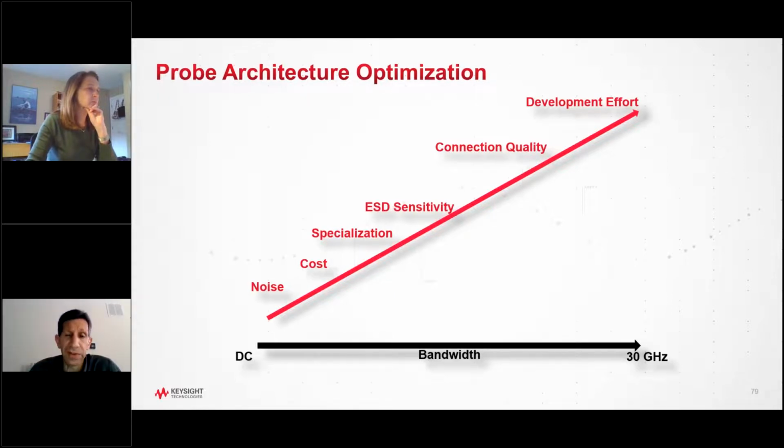So some of the factors that increase as you go up in bandwidth in terms of probing are cost, sensitivity, dynamic range, the connection quality is harder, and the amount of development that a company like Keysight has to put in is significantly more. And 30 gigahertz is about the limit of probe technology today. Once you get above 30 gigahertz, you have to direct connect via cable.